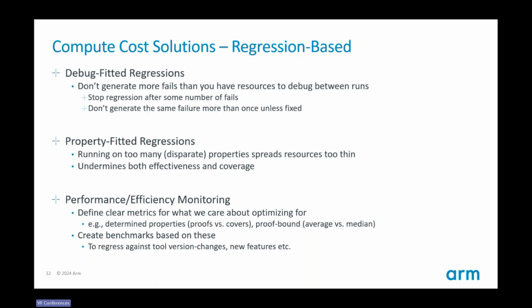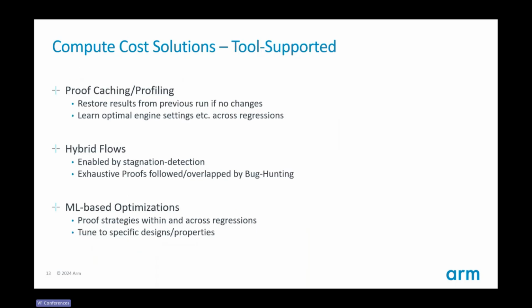We can see what the impact is. And finally, there are tool-supported solutions like proof caching, profiling, and hybrid flows where you run exhaustive proofs, and then, based on some measure of stagnation detection, you overlap or follow it by bug hunting flows. And then also some ML-based optimizations, which we're going to try and exploit.